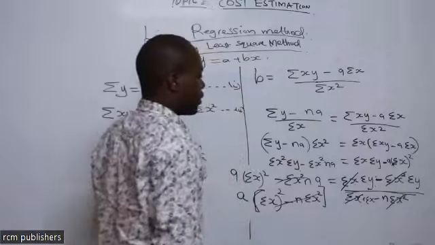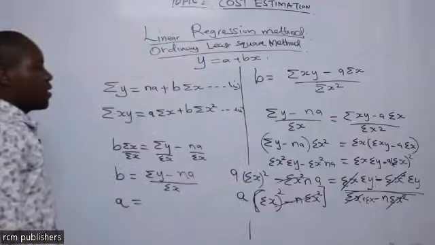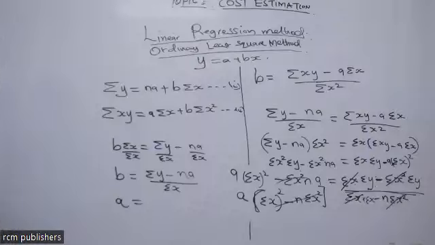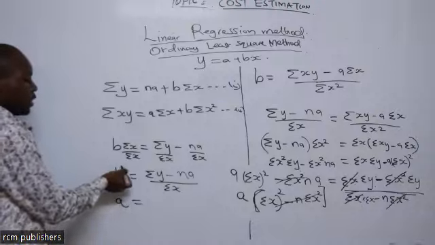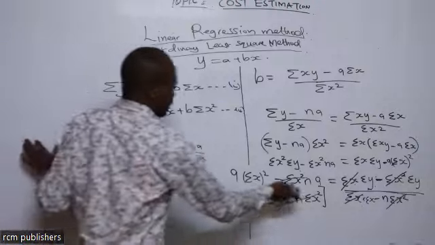So what are we remaining with? Summation of y minus summation of y, divided by summation of x minus n. That is what we have there. Now, if we look at it, that is if we go the B way, that is what we have as the value of A.